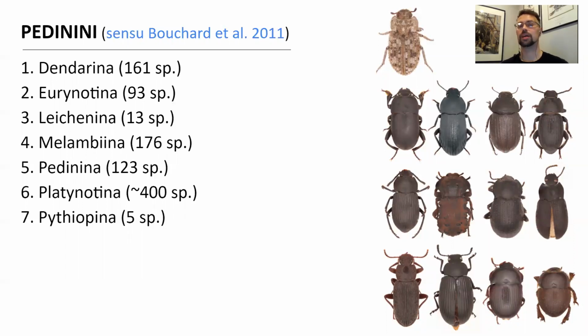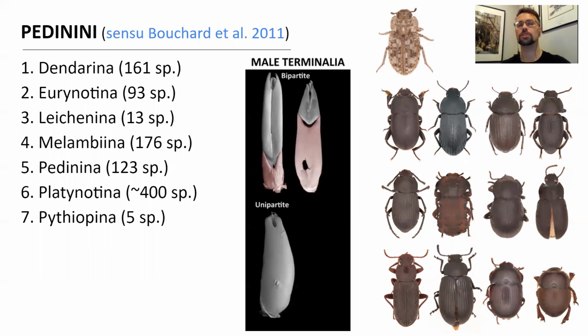the phylogenetic relations within the darkling beetle tribe named Pedinini. As you can see, at that time the tribe grouped 7 subtribes. Morphological definitions of the majority of them were mostly based on the structure of male terminalia. For example, we had Dendrina, whose members have bipartite tegmina with an elongated base, contrary to Pedinina, which also possess bipartite tegmina, however with short basal pieces.